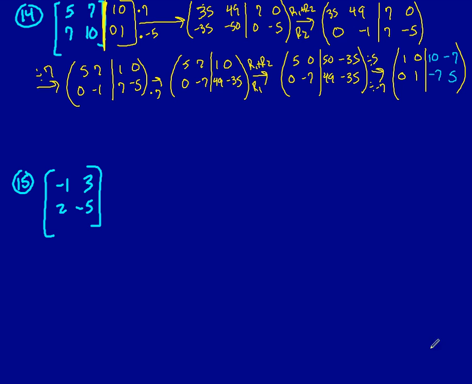Now, we also knew from the other problem, for number 15, that this answer should end up being 5, 3, 2, and 1. That should be the matrix we get to in the end. So we start the same way. We're going to augment this matrix with the identity matrix.